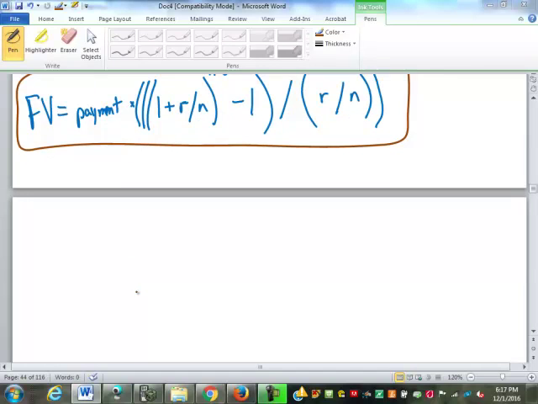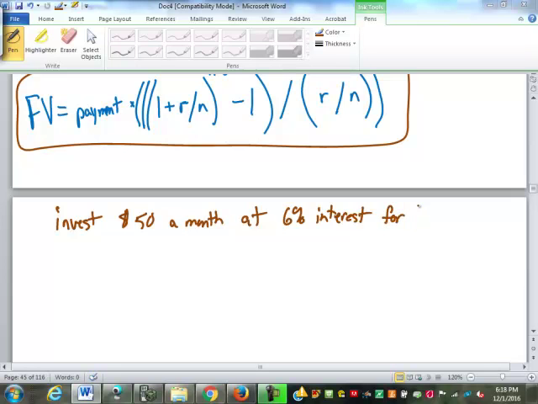So let's do one example and then hit our break. Let's say you are going to invest $50 a month at 6% interest for, we got a lot of people in here that are in their 20s, so let's go for 40 years. It'll be 40 years before you retire. Find your future value.